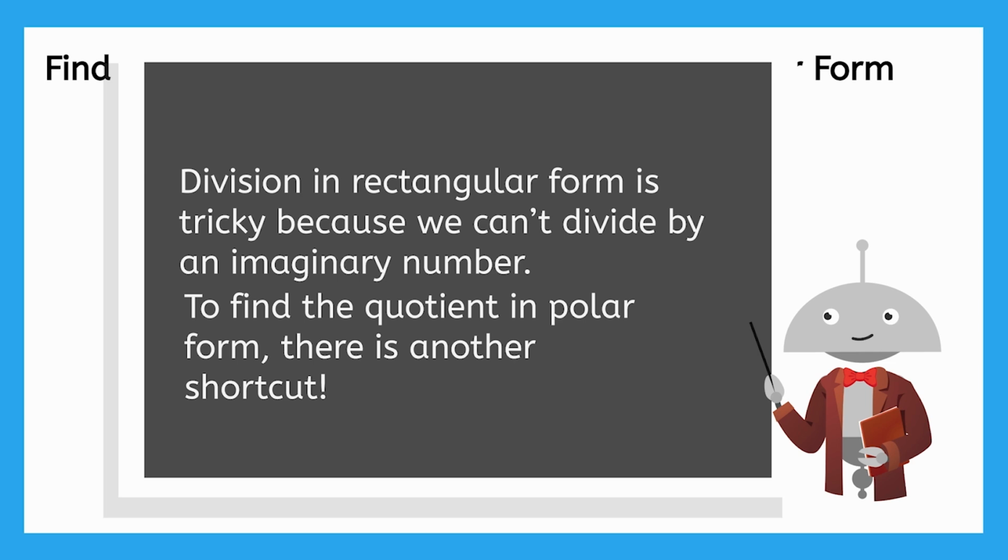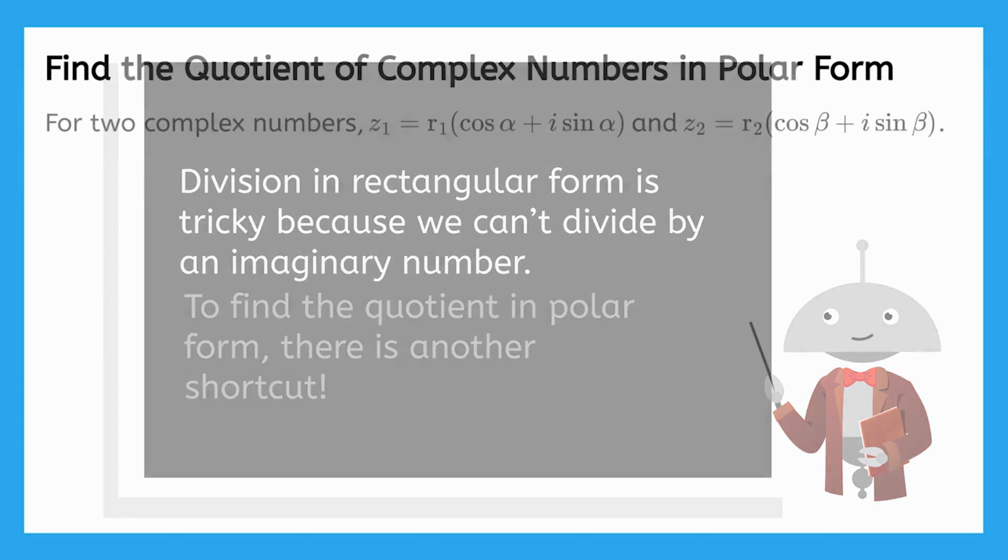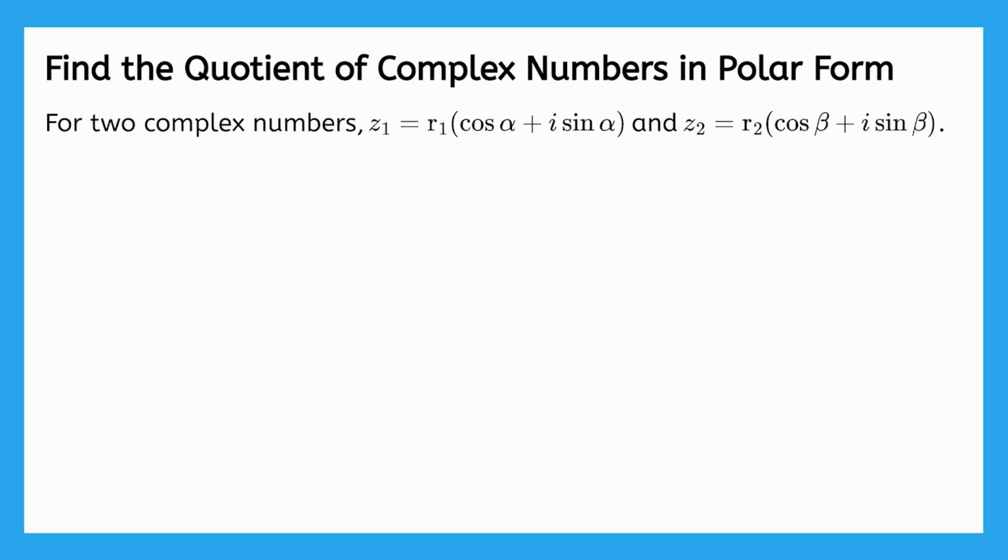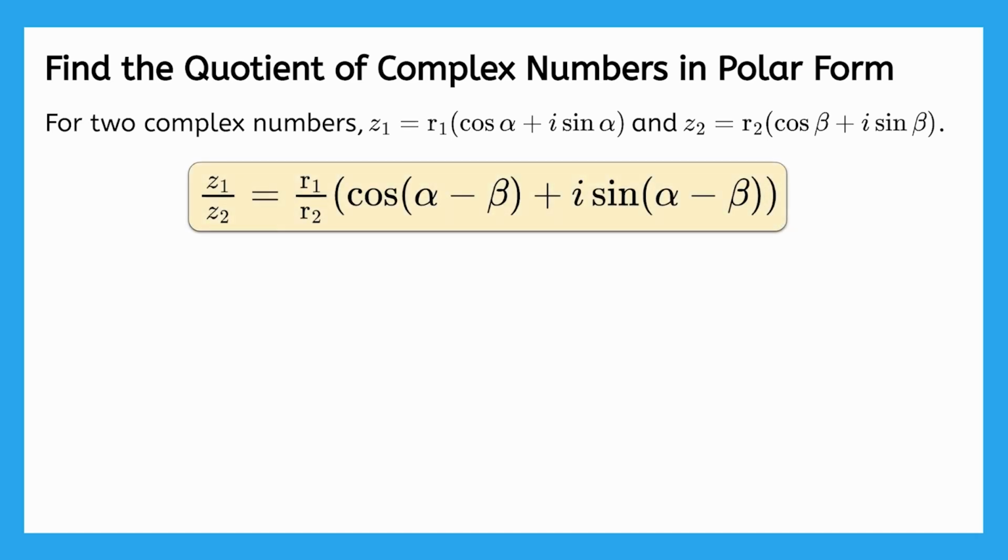We won't go through the derivation here, as it is almost identical to the process we just did for the product. If you are interested in tackling it, it's included as an extension activity for this lesson. For two complex numbers, z1 equals r1 times cosine alpha plus i sine alpha, and z2 equals r2 times cosine beta plus i sine beta. The quotient z1 over z2 equals r1 over r2 times cosine of alpha minus beta plus i sine of alpha minus beta.